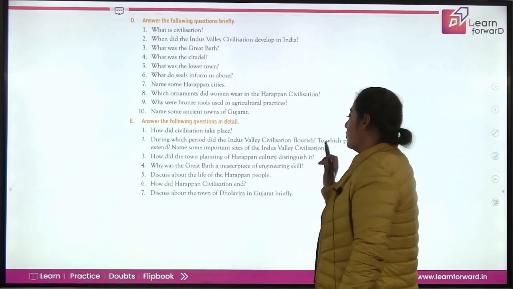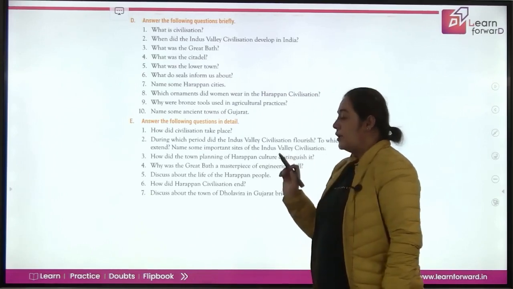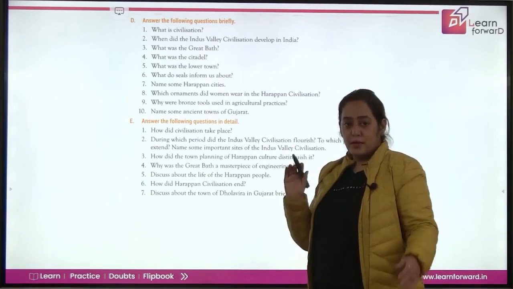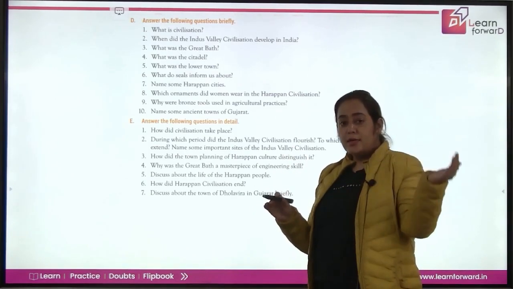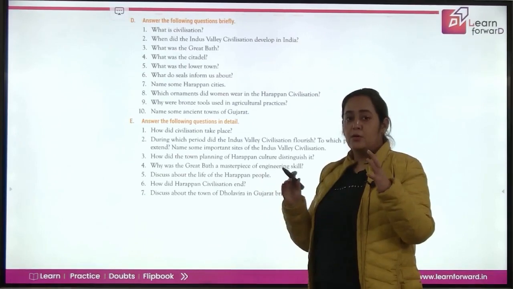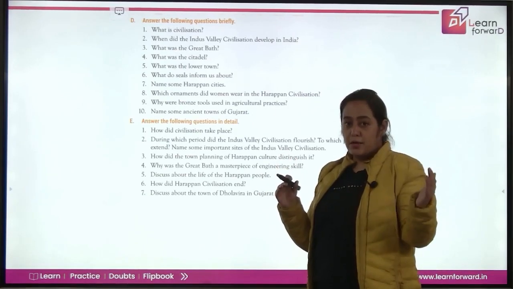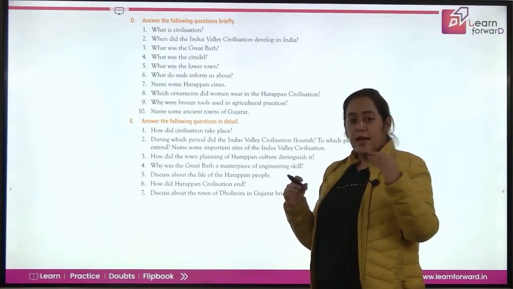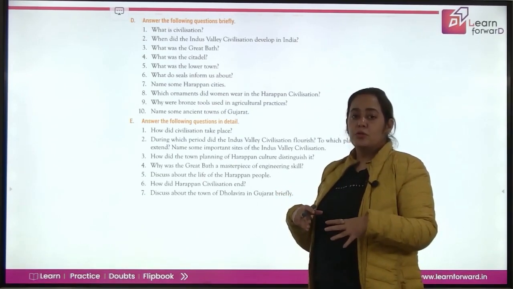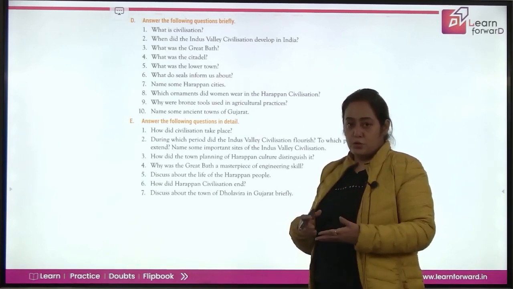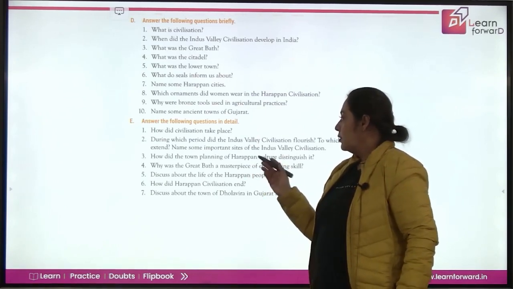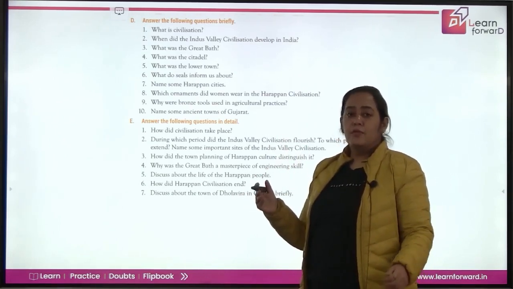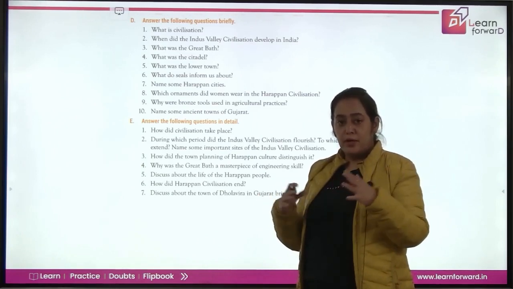How did the town planning of Harappa structure this area? The town planning was done in a very appropriate manner. The towns of Harappa had the citadel and the lower town. The citadel was the mounded, elevated area, where the priests and the rich merchants used to live. The lower towns were inhabited by the local people. They were not as elevated.